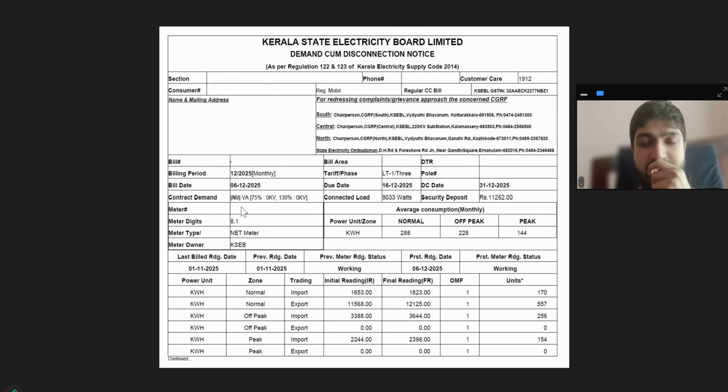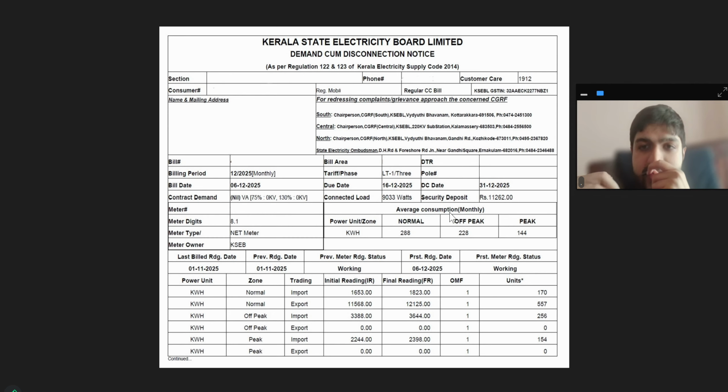The contract demand here is nil. We haven't specified any contract demand from KSEB. Connected load is basically the summation of all the electrical appliances in your house, be it your heater, AC, TV, fridge, fan, cooler, lights, etc. So you have to accurately calculate the summation of all the electrical appliances and all the watts and calculate the connected load. That is mentioned here.